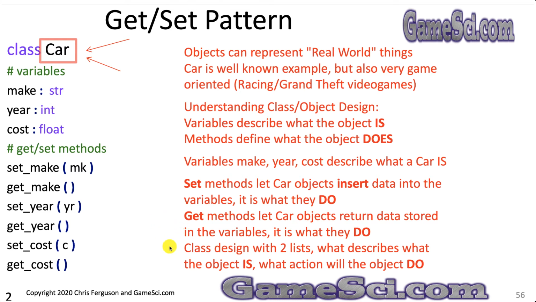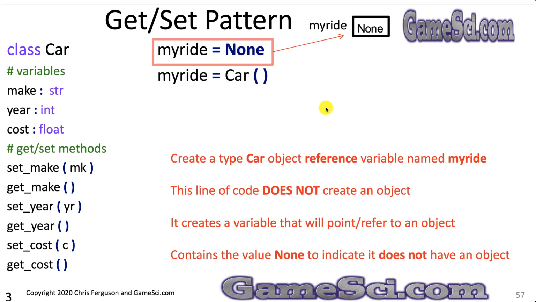Class design. If I'm designing a brand new class, I start with two lists. The first list is what describes what the object is. Once I understand what the object is, I know what variables I need to declare. The second list I do is what actions will the object do. And the list of actions I want my object to do, well, that's the methods I need to write.